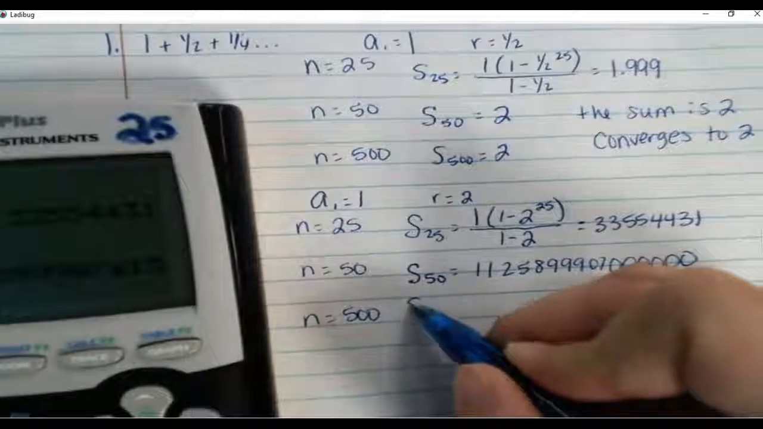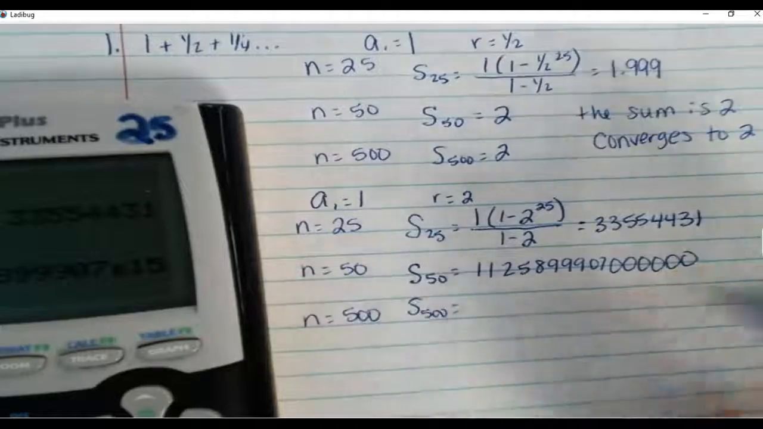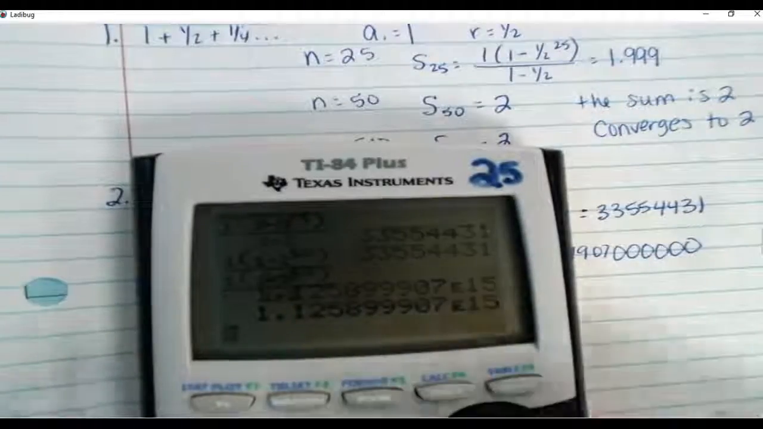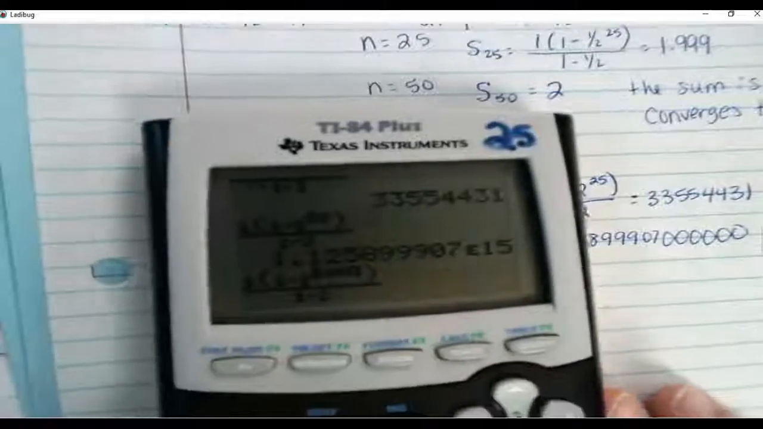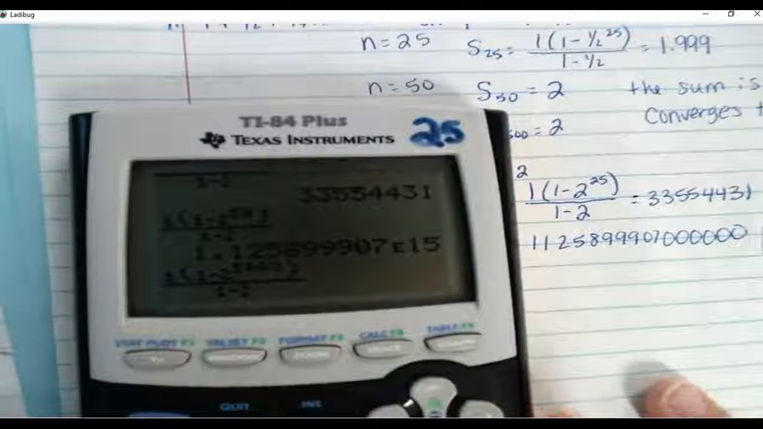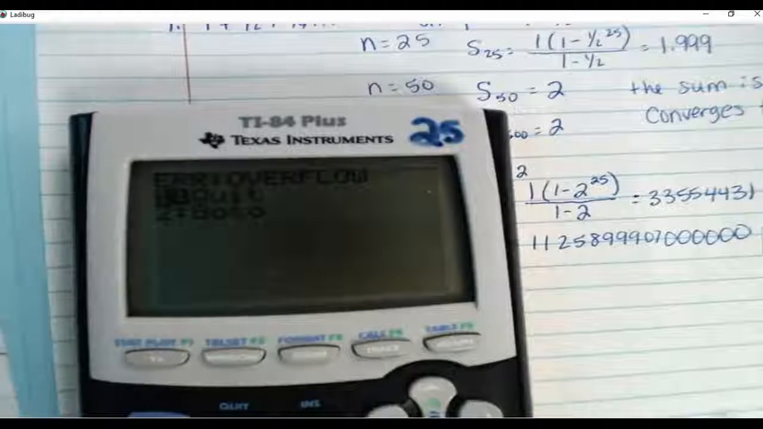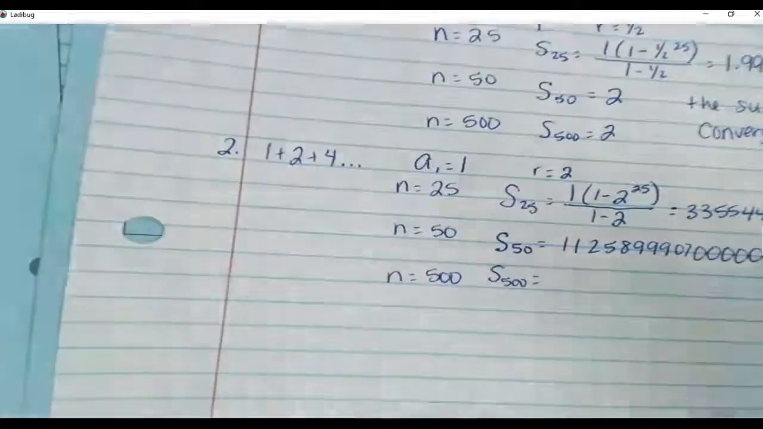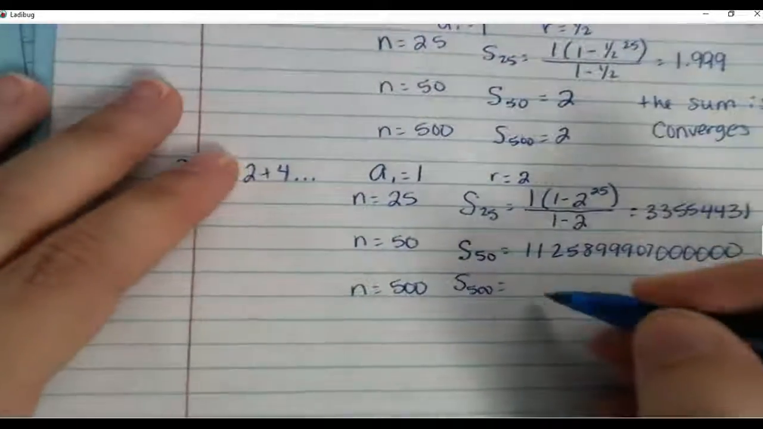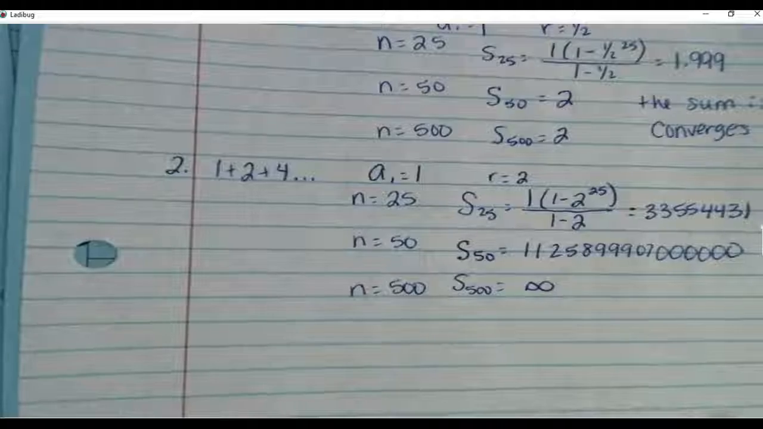Okay, so now let's do the same for 500. So again, we're just taking our 50, changing it to 500. And what do you get on that one? Overflow. So that means this number is so big that our calculator can't even tell us what it is. So pretty much what we're saying here is that we're going to infinity.